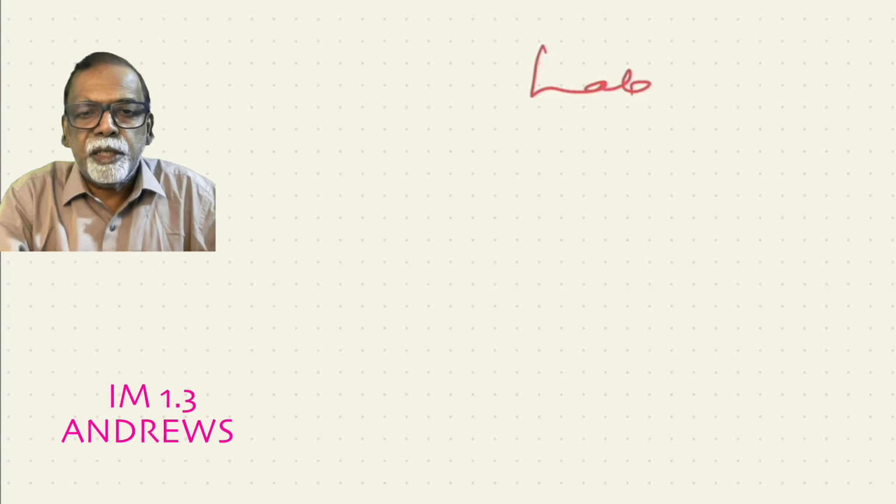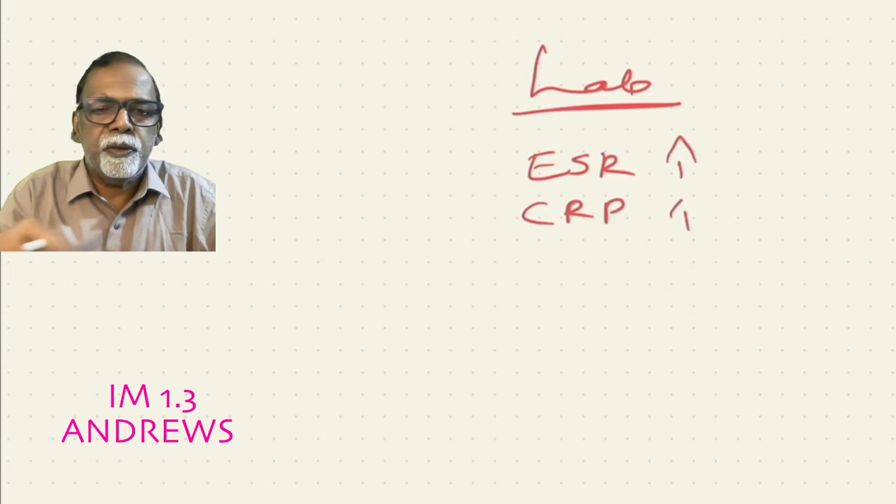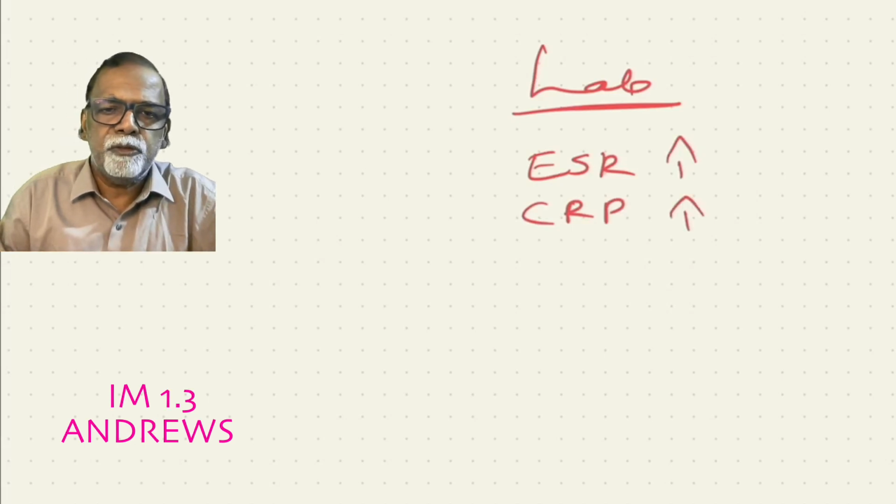The laboratory tests show elevated ESR and C-reactive protein. Age group is very important. It occurs in the younger age group. 5 to 15 is the typical age group.